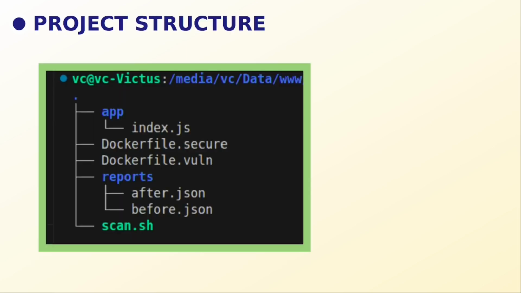Project structure. Let's take a look at the project structure. We have a simple folder called Trivy secure image. Inside, we have an app folder containing the application code, Dockerfile.bad, the insecure version, Dockerfile.secure, the improved version, scan, the automation script, and a report folder for the scan results. This structure is designed to clearly separate vulnerable setup, secure setup, and automation. This helps us easily compare and understand improvement.